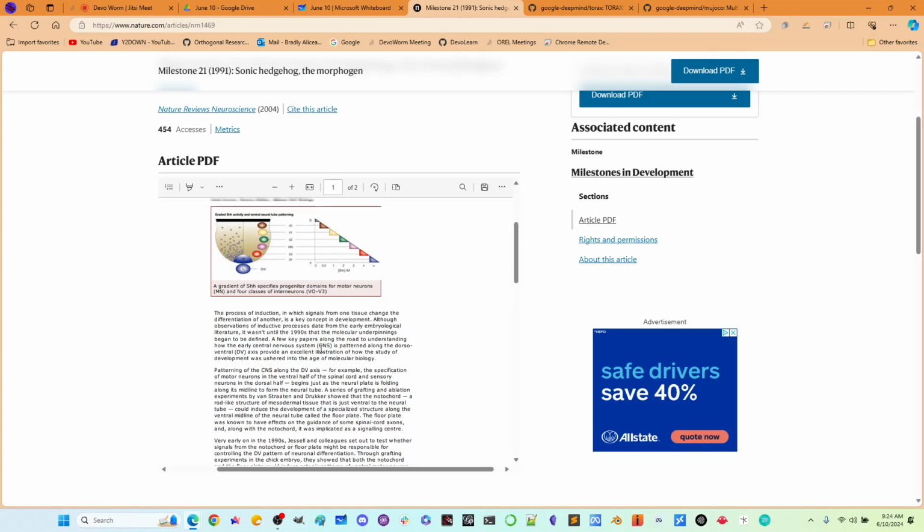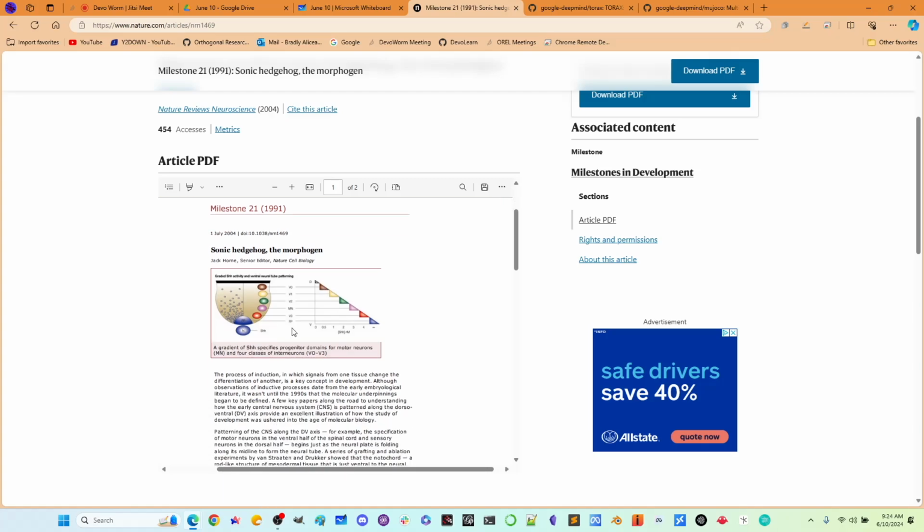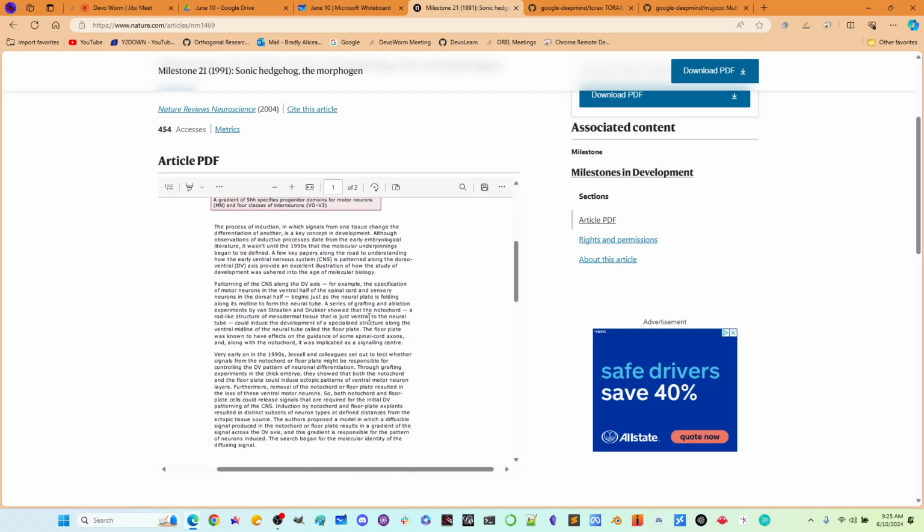So this talks about induction with morphogens like Sonic Hedgehog. So the idea of morphogens was kind of theoretical at the time that Turing proposed them, but then they actually found morphogens in developmental biology later on, Sonic Hedgehog being one of the first examples of that. So this is a Sonic Hedgehog gradient. This defines different domains of motor neurons and 4 classes of interneurons. So it's this gradient that defines different types of cells in a tissue.